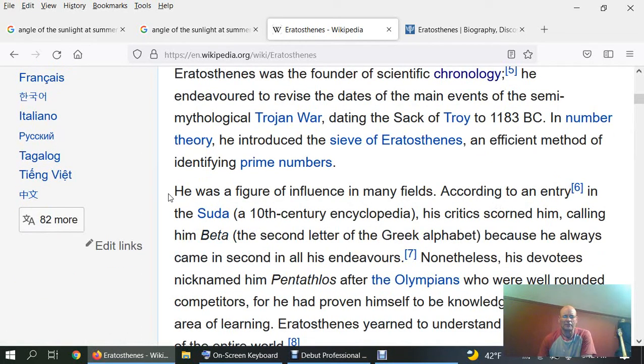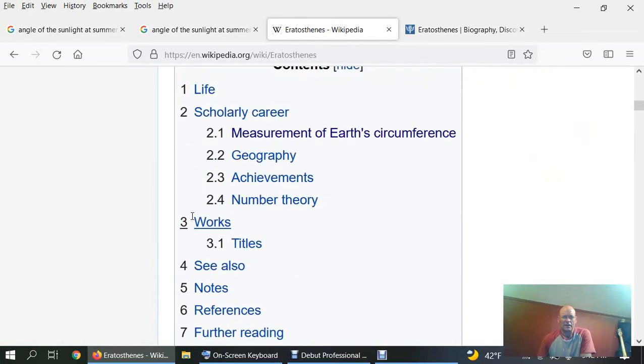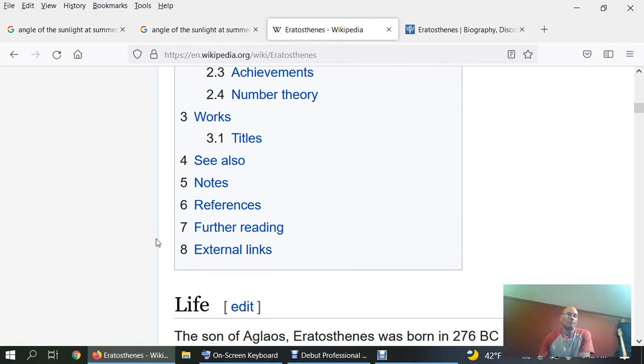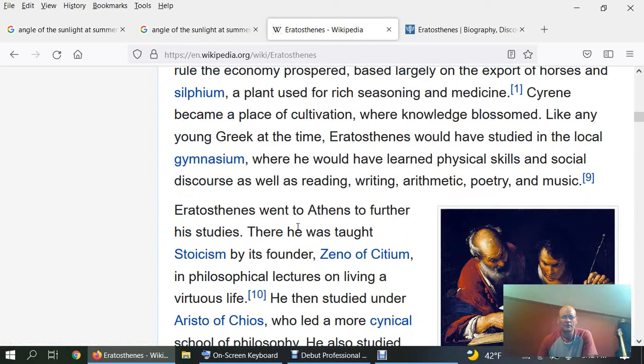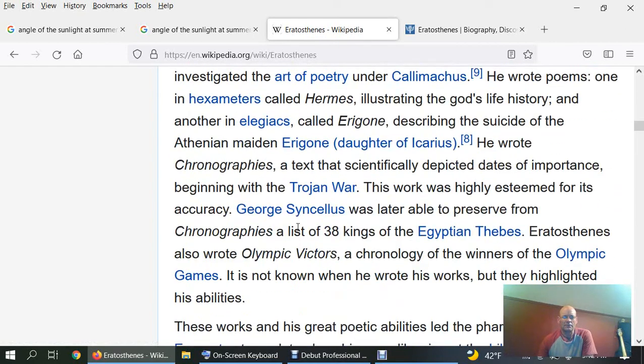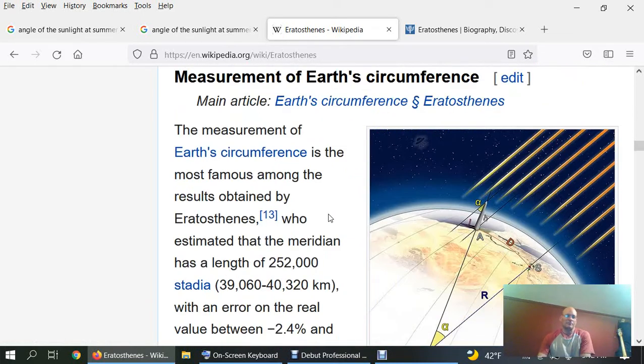So, let me get to the point. I was going over Eratosthenes and his measurements, and it occurred to me that, if you could, let me just get to this. Sorry. Yes, he was highly esteemed, and so on. Measurement. There we go. Okay, so I'm reviewing his measurement of the Earth's circumference.